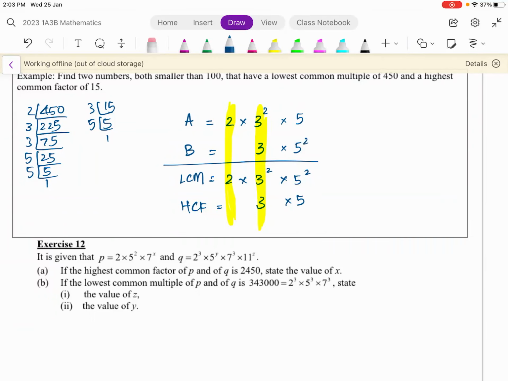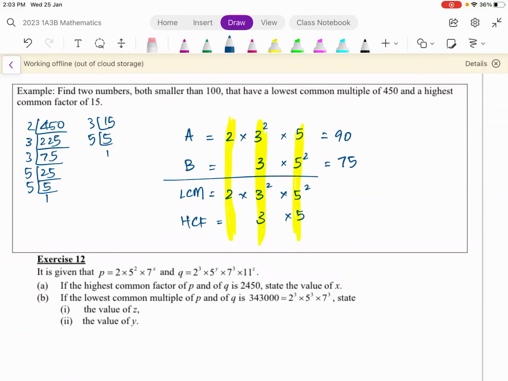Over here. Now, this still satisfies the LCM and HCF. And what are the values? 75 as well as? No, this is 75. The one on top is 90. Okay, correct. And these are our two numbers A and B. Both smaller than 100, they have HCF of 15, LCM of 450.